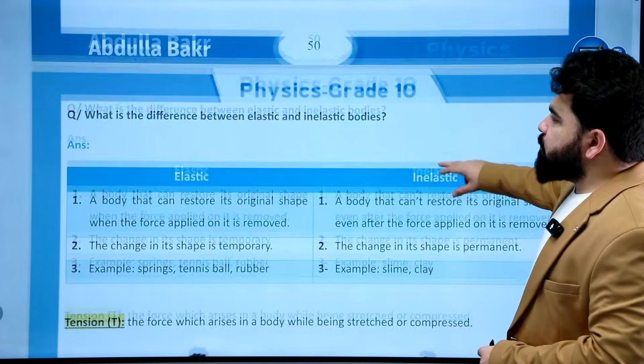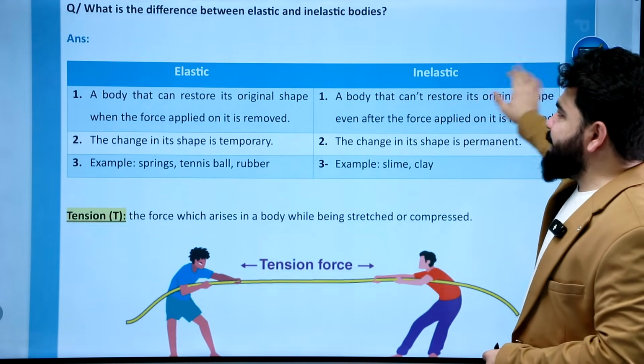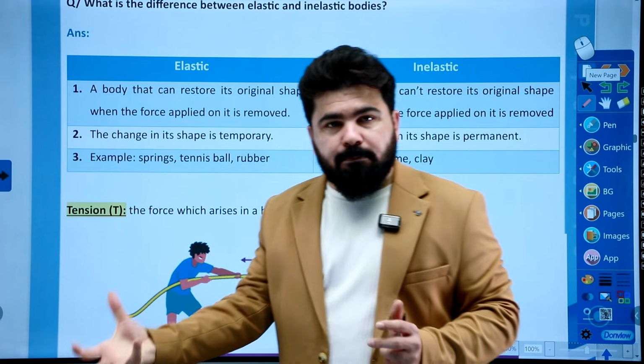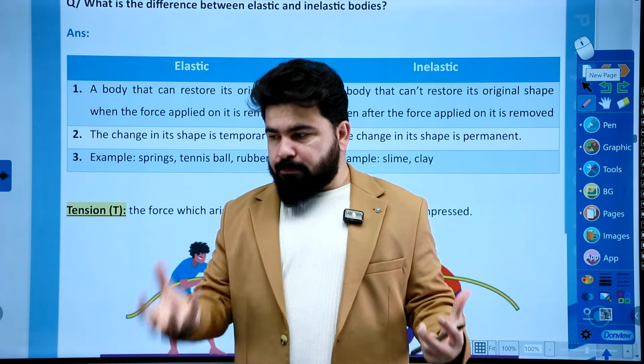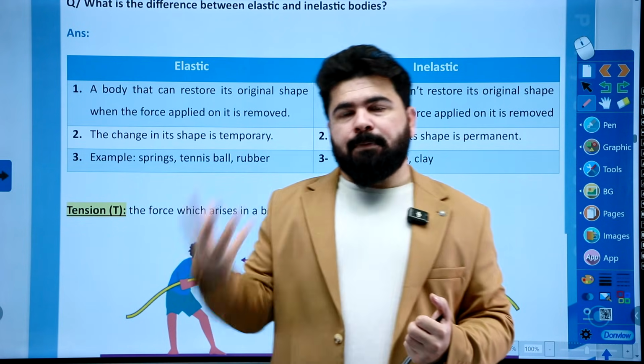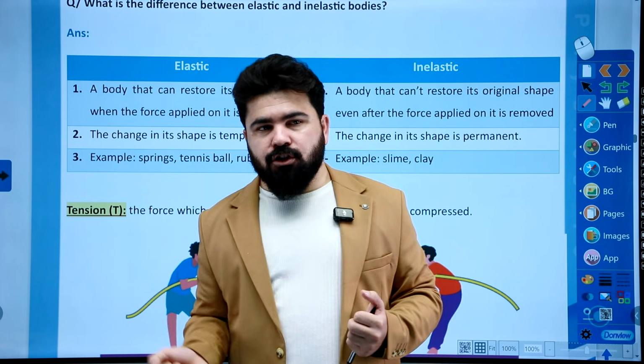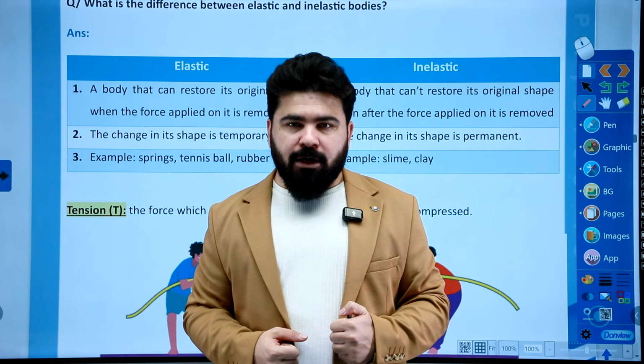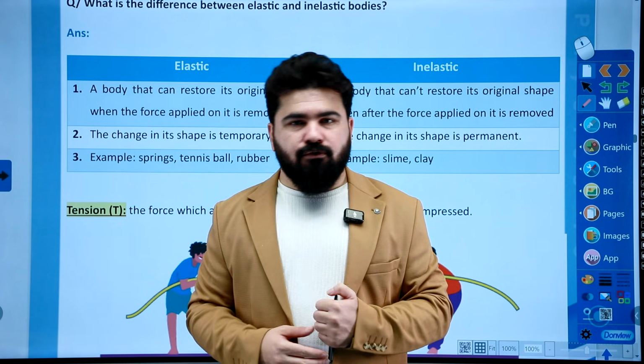What are the differences between elastic and inelastic bodies? Be careful. Elastic objects, for example, you have a paper and you have a tennis ball. A paper cannot go back to its original shape when you remove the force. A tennis ball can easily go back to its original shape when you remove the force.